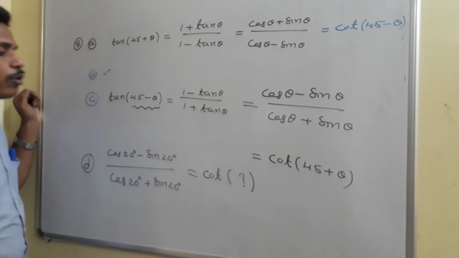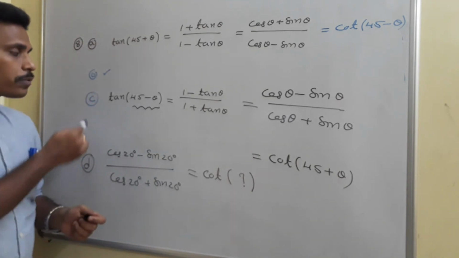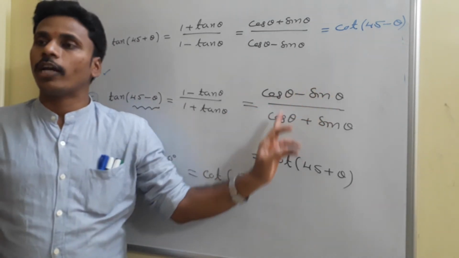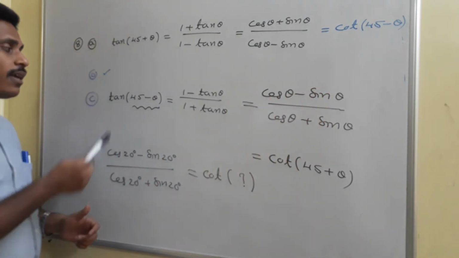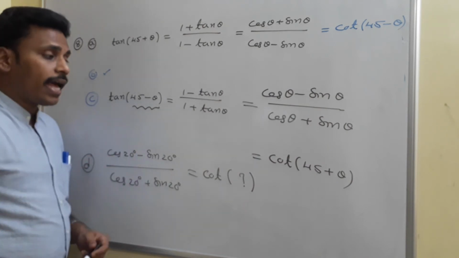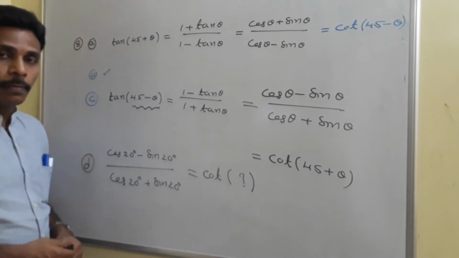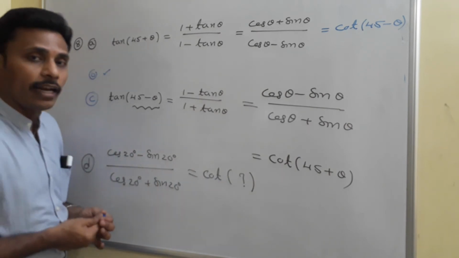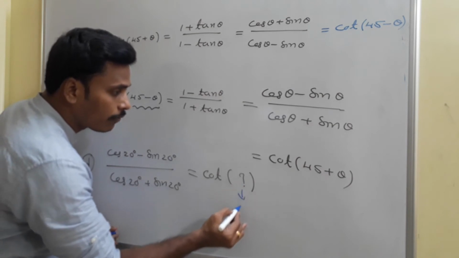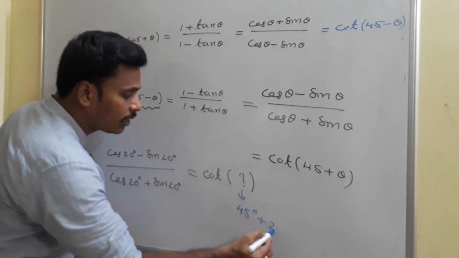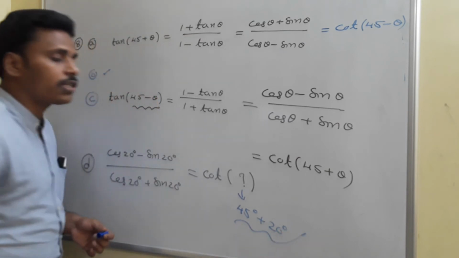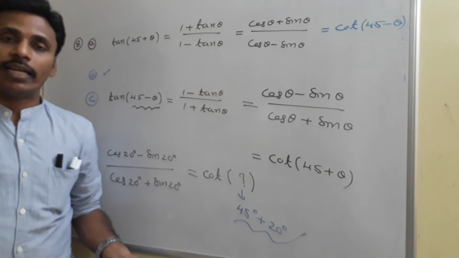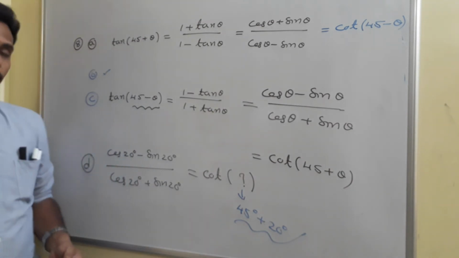See, then what you say about that? If you observe this second idea, 8c, cos theta minus sin theta by cos theta plus sin theta can be written as tan of 45 minus theta as well as cot of 45 plus theta. Here I need it in terms of cot. So this question mark value is just nothing but 45 plus theta, which is 20. And 45 plus 20 is how much? 65 degrees. Your answer at the end is 65 degrees, and there ends 8D. Okay?